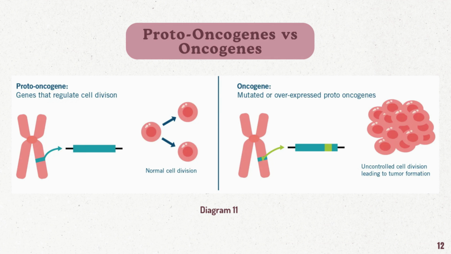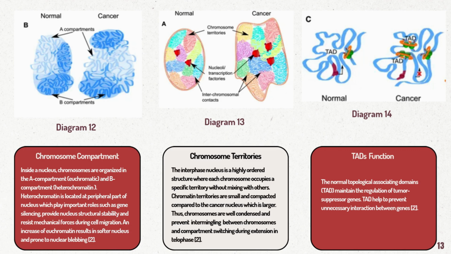Firstly, inside a nucleus, there are chromosome compartments where chromosomes are organized into two parts. The A compartment, which is for euchromatin, is located at the central part, and the B compartment, which is for heterochromatin, is at the peripheral part of the nucleus.